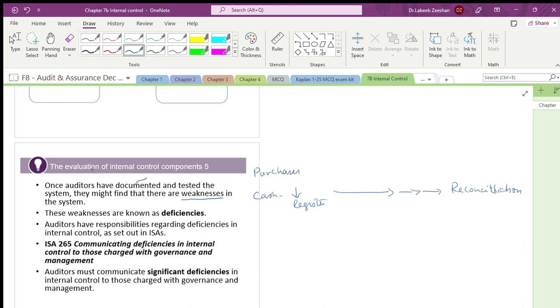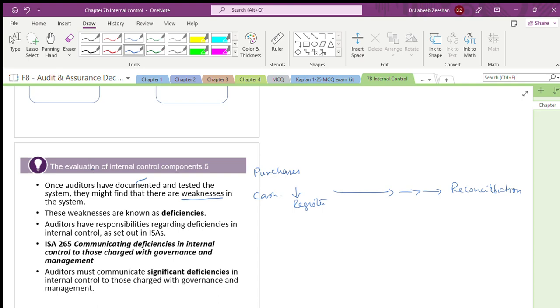Now what happens? Definitely, what we are doing, we are going to identify the deficiencies in the internal control system, and we are going to give recommendations for those deficiencies. This is the answer that is going to be there. Differentiate between controls and test of controls. That will be for 3 marks, not more than that.